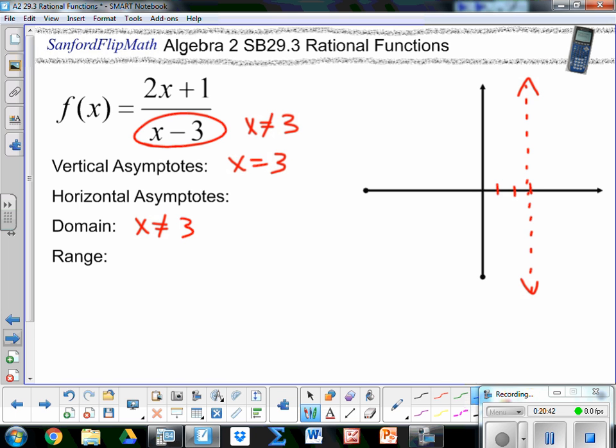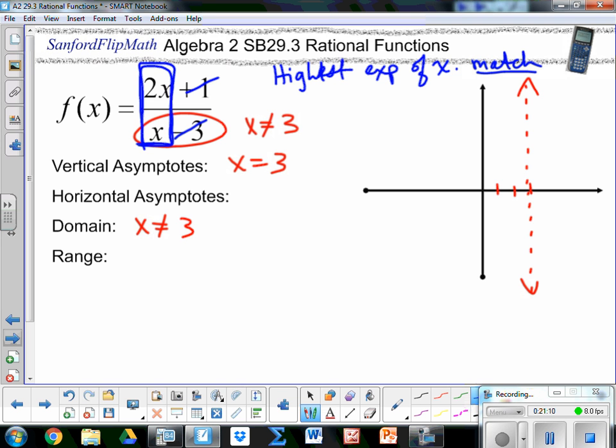As x gets huge, as x gets bigger and bigger, the +1 and the -3 play less and less of a role, because it becomes much more about the terms with x in it. So what we're going to do is locate the highest exponent of x, that term, and we're going to match those terms up. So in this case, it's just 2x and x. So we're going to match up 2x and x. So the horizontal asymptote is going to be y equals 2x over x. In other words, the x's divide out: 2.